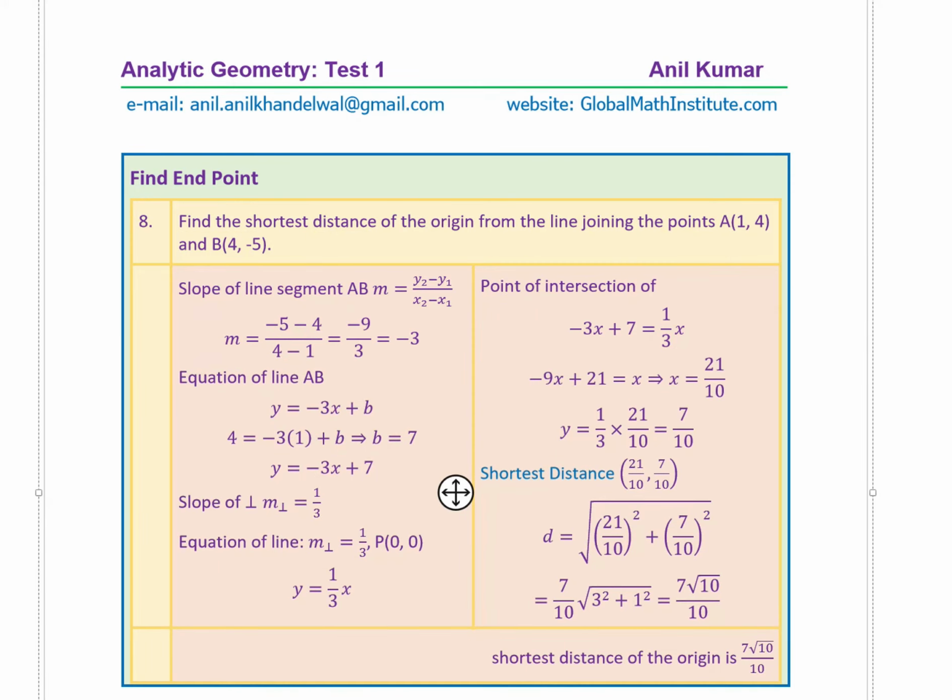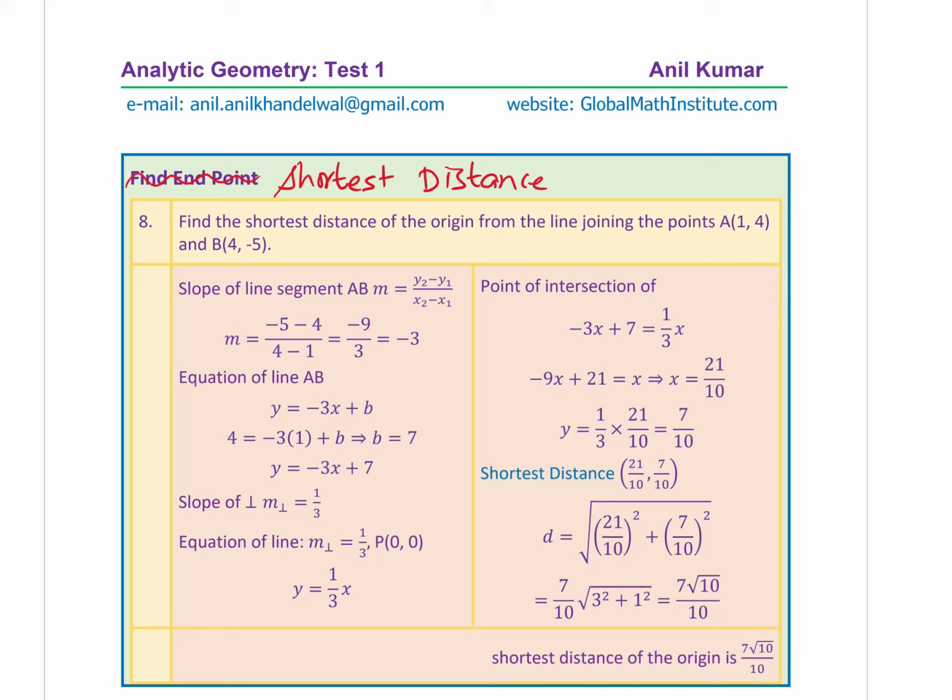Now here is question number 8, where we're trying to find the shortest distance of the origin from the line joining the points (1, 4) and (4, -5). So in this case, I changed the question to find the shortest distance from the origin.